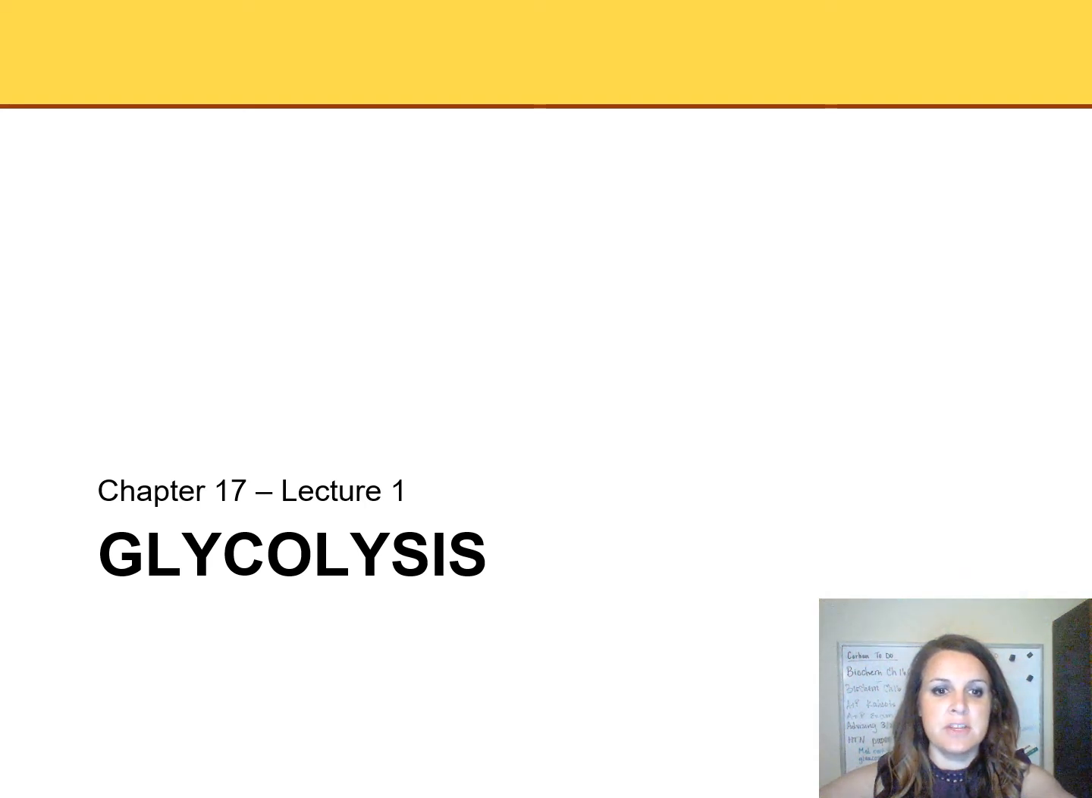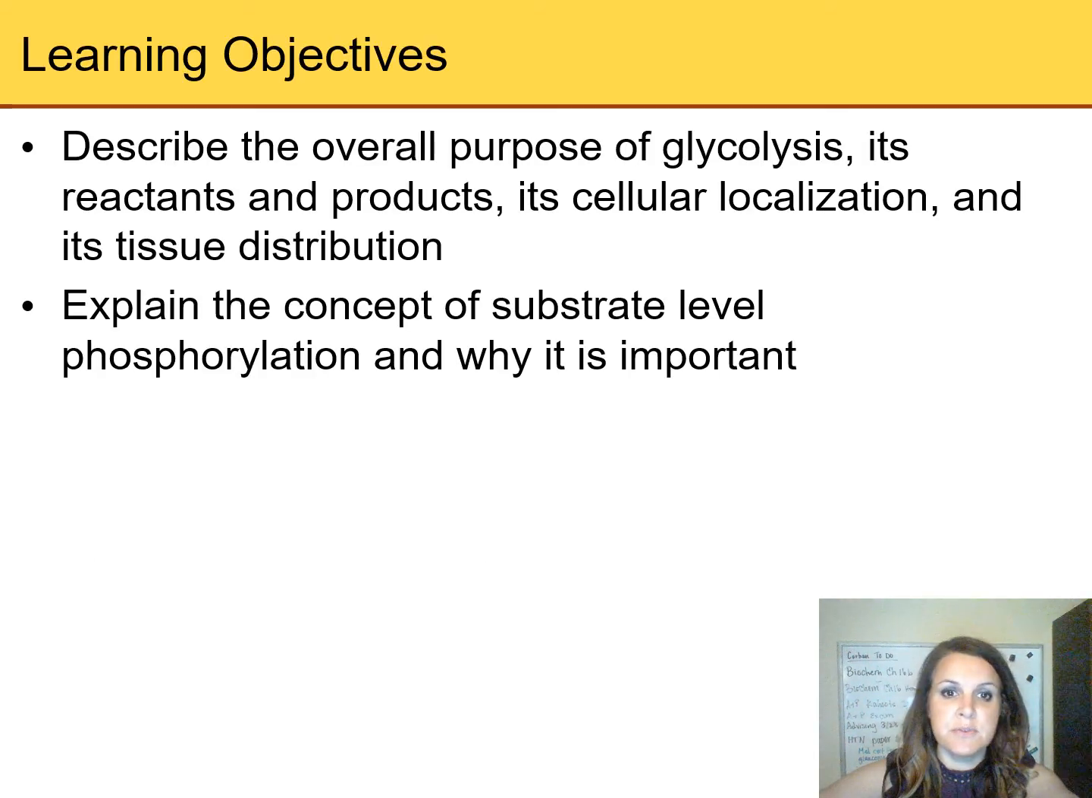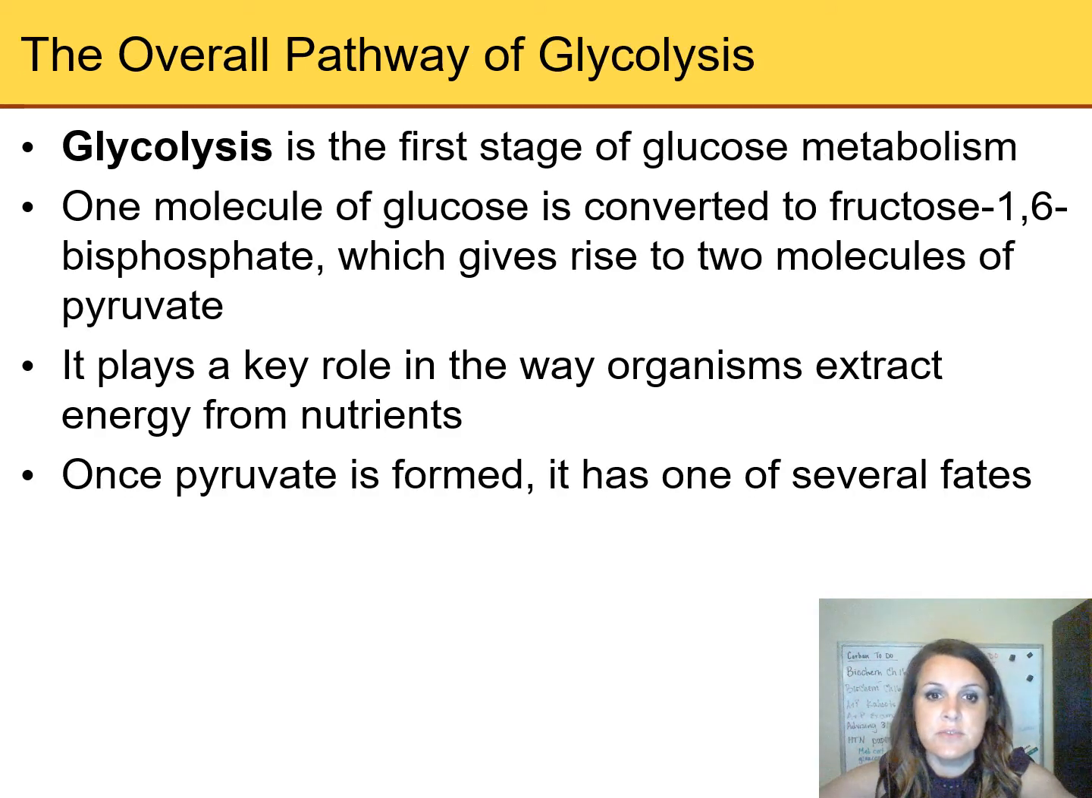Today we're going to be covering the first half of Chapter 17 in your book, which is glycolysis. The two objectives for this portion of the chapter are one, to describe the overall purpose of glycolysis, including its reactants and products, where it's localized in the cell, and its tissue distribution. And then the second concept I want you to be able to explain is substrate level phosphorylation and why it's important.